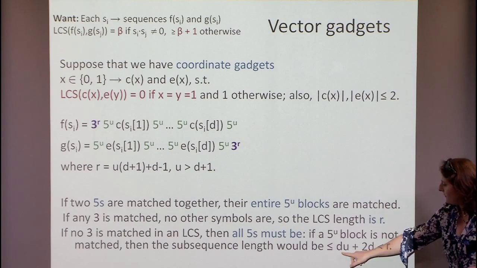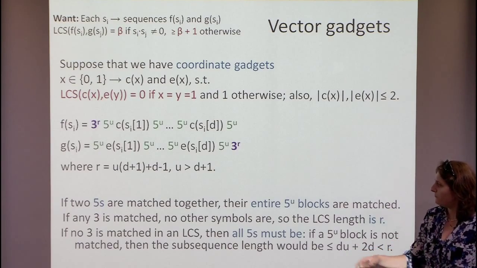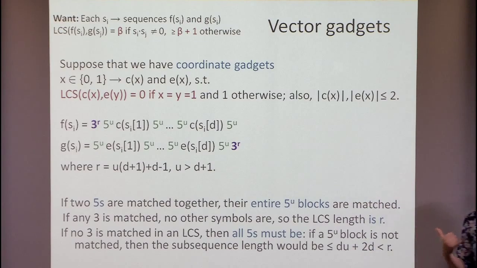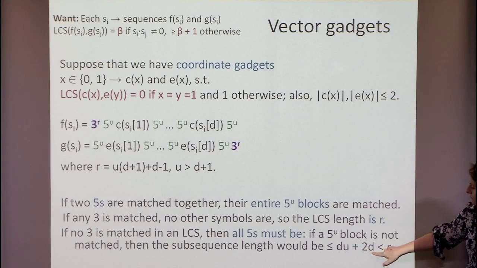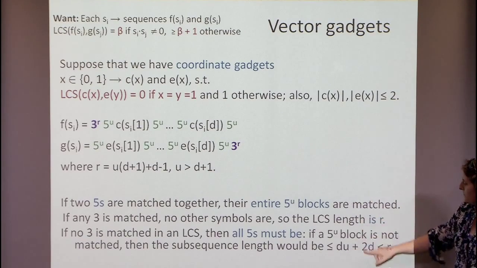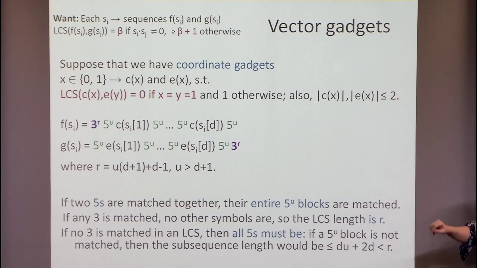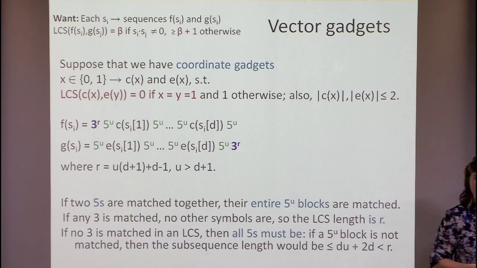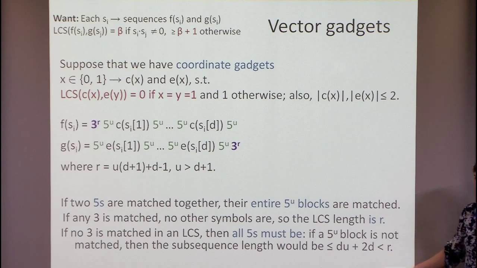It will be d times u. Originally we had d plus 1 blocks of 5. If we lose one of them, we only have d of them, and then we get d times u of them. The contribution of the rest of the subsequence is at most 2 times d, because these coordinate gadgets were of length 2. Even if we match all of them, we only get 2d. And so in the end, we get something that's less than r.